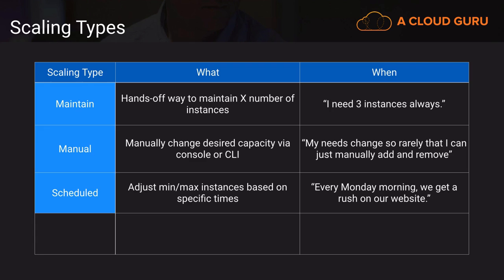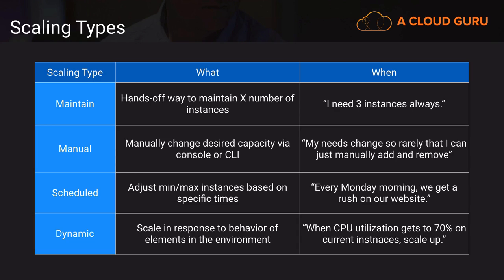We have the scheduled scaling type, which we can define maximum, minimum number of instances based on specific times. So, for example, maybe every Monday morning our website gets crushed with traffic, so we might want to set up some extra app servers and web servers during that time. Then we have dynamic scaling, which is in response to certain metrics inside our environment. In this case, maybe when our CPU utilization gets to 70% across all our instances, let's add more servers.